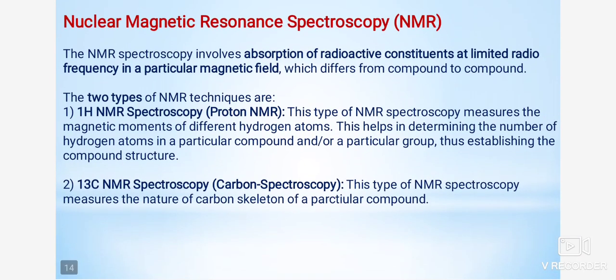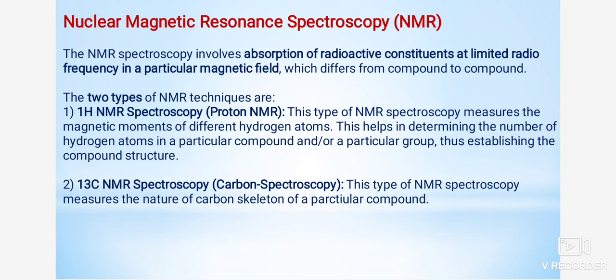The next one is nuclear magnetic resonance spectroscopy, that is NMR. NMR spectroscopy involves absorption of radio frequency radiation at a particular magnetic field, which differs from compound to compound. There are two types of NMR techniques: proton NMR and carbon NMR. Proton NMR, that is hydrogen-1 NMR spectroscopy, measures the magnetic moments of different hydrogen atoms.